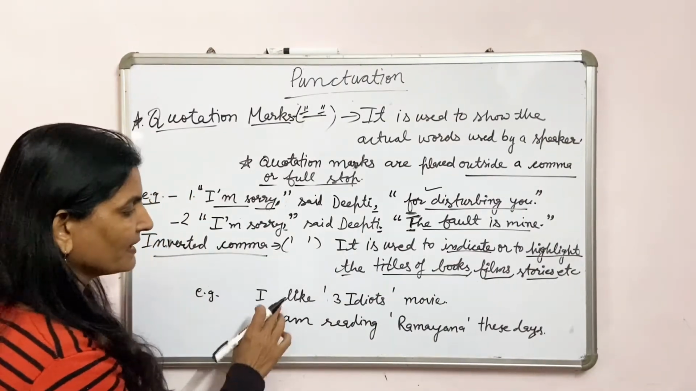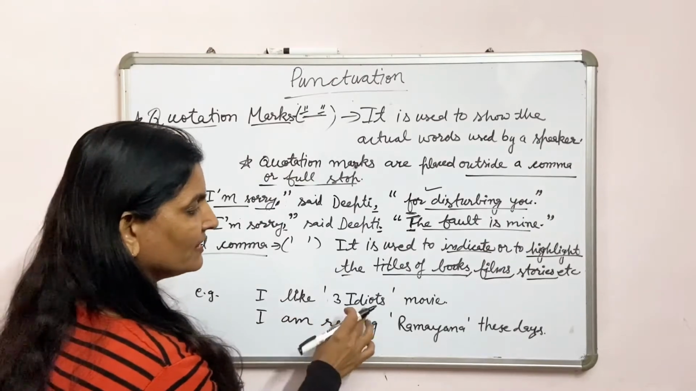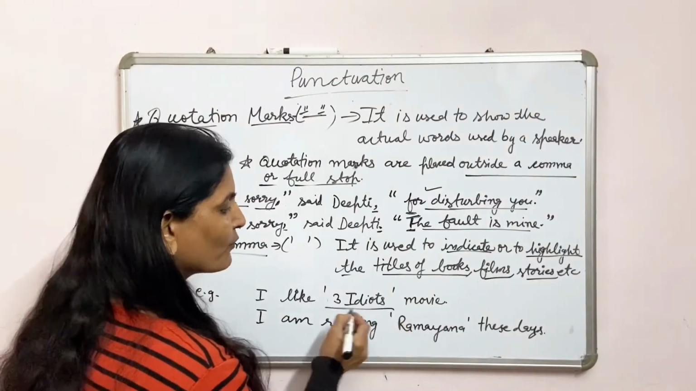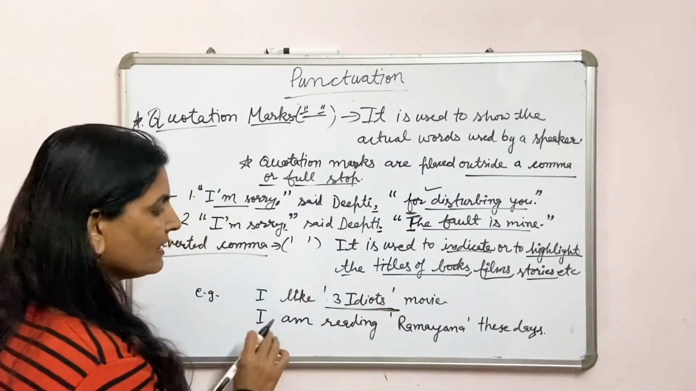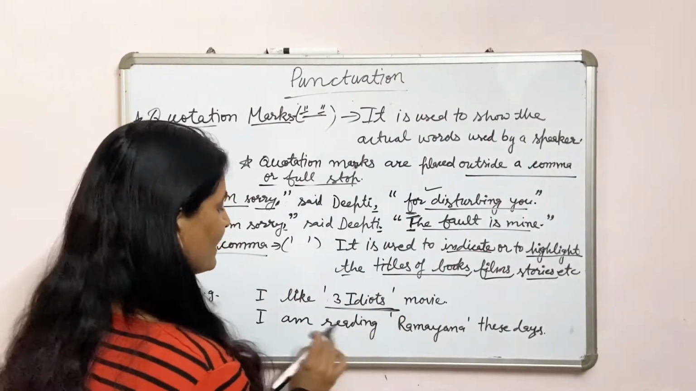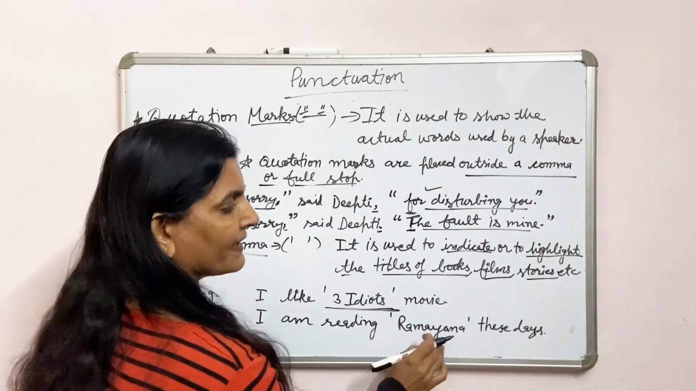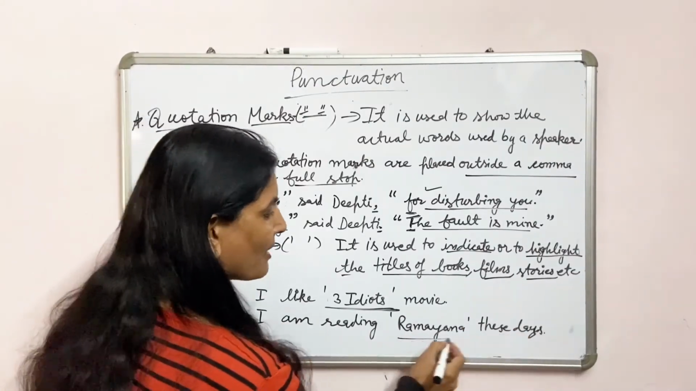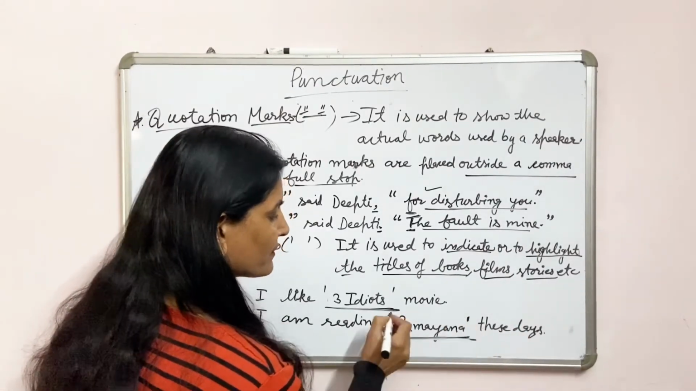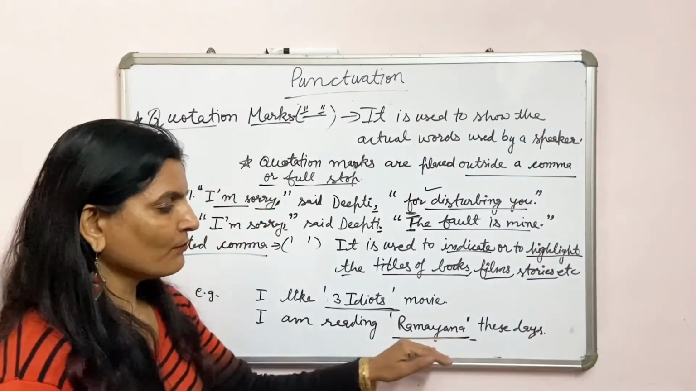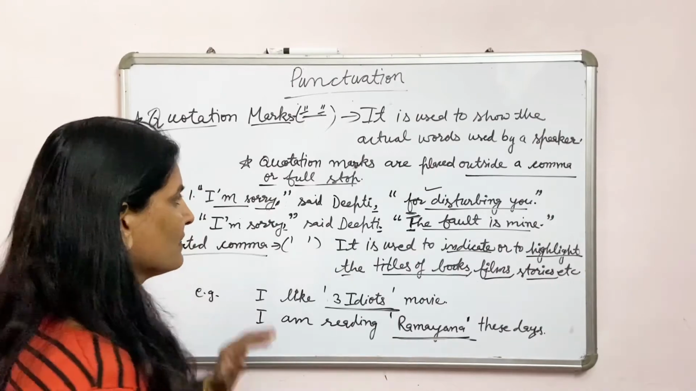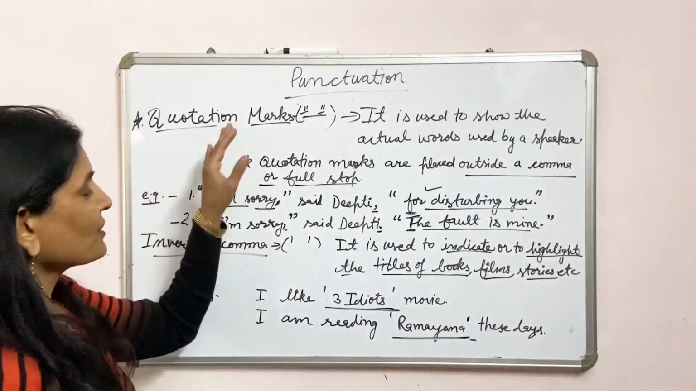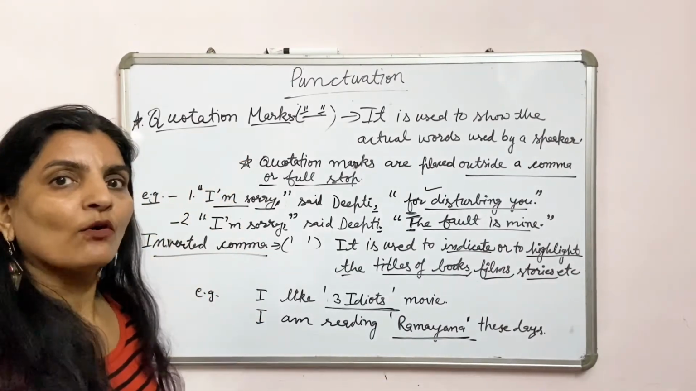Let us see an example here. I like 'Three Idiots' movie. Here I want to highlight this, so I have put inverted commas here. I am reading 'Ramayana' these days. Here Ramayana I have put in inverted commas because I want to highlight it. So these were quotation marks and inverted commas.